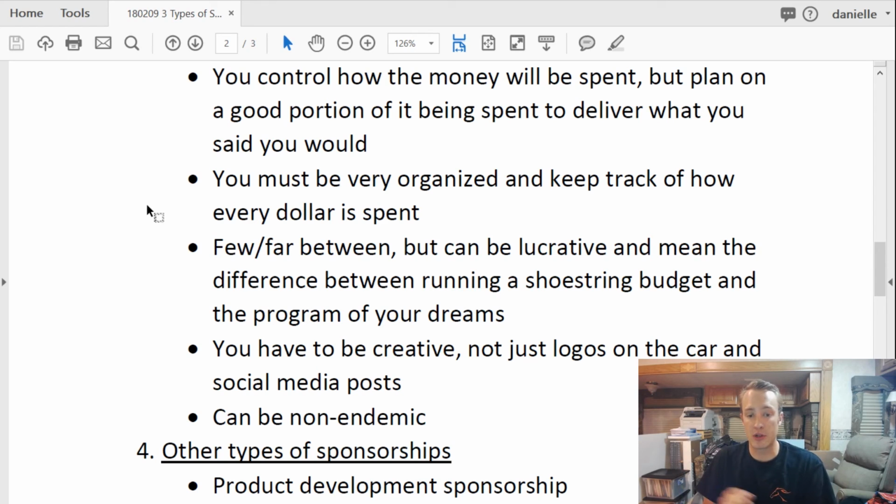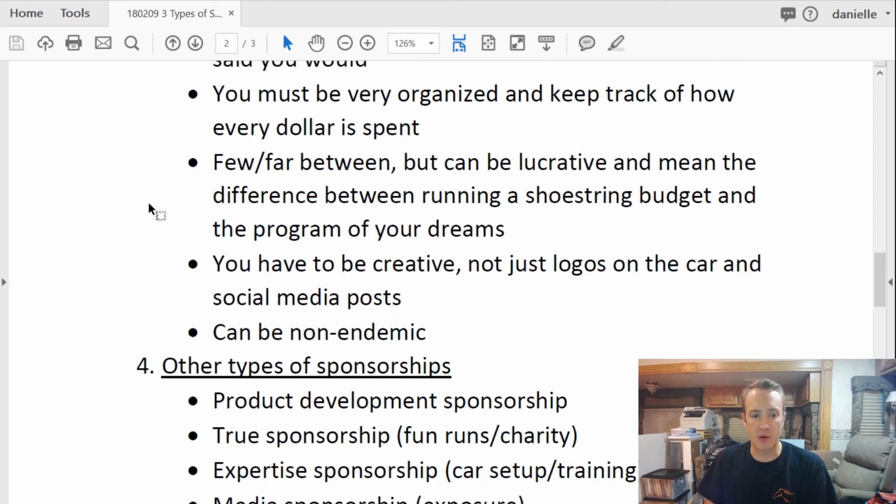The key here is you got to be organized. You got to keep track of how every dollar is spent, and that way when you come to them at the end of the year, you can say, here's what I did, here was what we accomplished, it was a great season, couldn't have done it without you. This is what we were able to accomplish for the money that you invested, and this is how it's going to affect you. And you need to go back to them at the end of the year and say, here is your ROI, or your return on investment, and break that down for them so that they can see, yes, it was worth it to invest in this person. Again, got to be very organized.